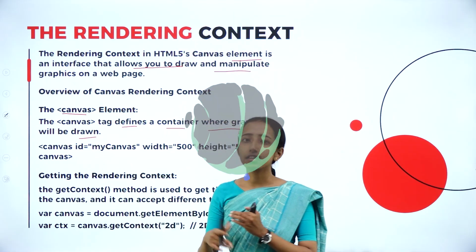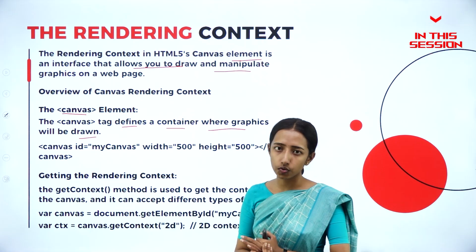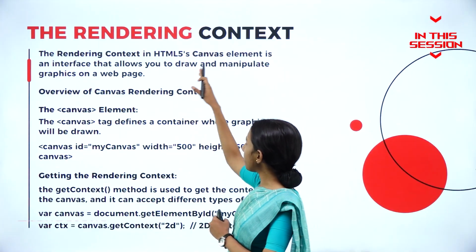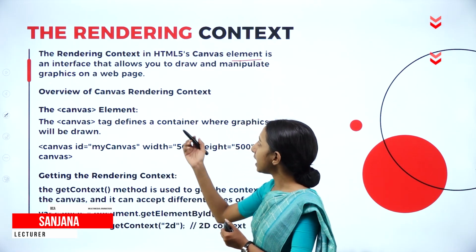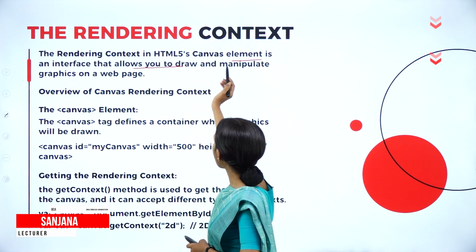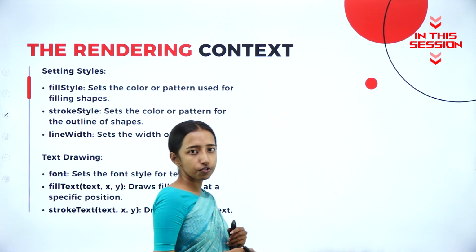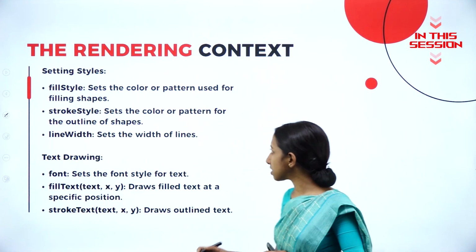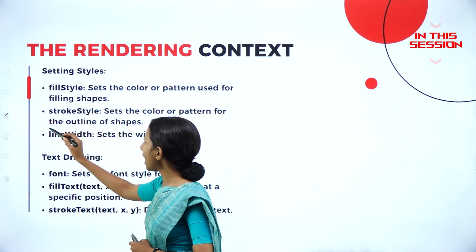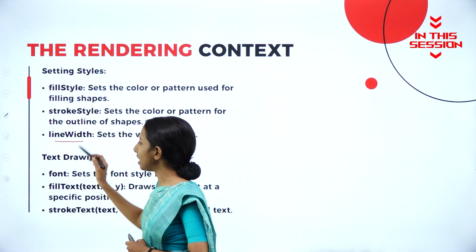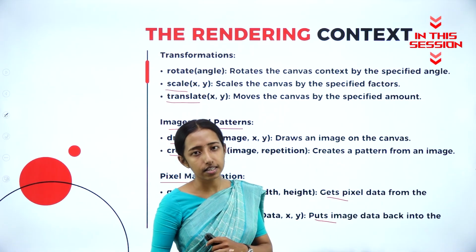The ID means it is a unique thing we are giving, and the width is 500 and height is 500. So the HTML5 canvas element is an interface that allows you to draw and manipulate graphics on a web page. Other methods for styling are setting styles. Here you can see fill style, stroke style and line width. When you want to have a specified thing, we can use pixel manipulation.